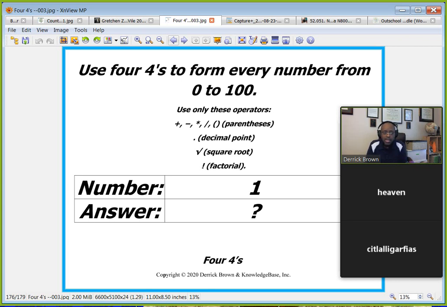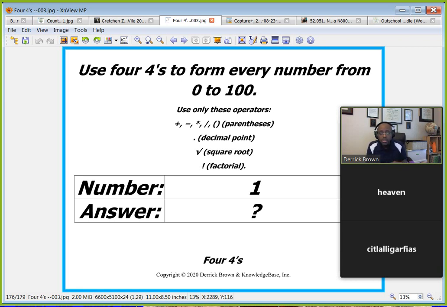Now, square root of 4 can also be used. Now, what's the square root of 4? 2. Yeah, square root of 4 is a number that when multiplied by itself will give you 4. So the square root of 4 is 2.